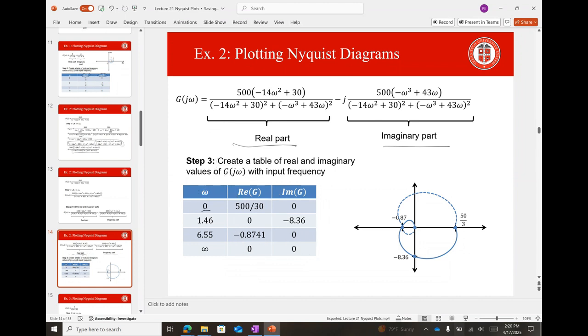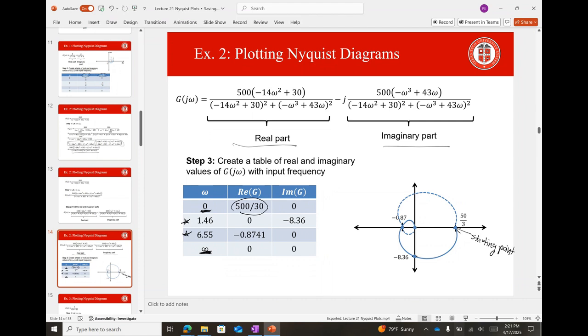All right, so if we start with 0 and we end with infinity, then you can always pick a few test points in between, and we can actually pick these test points to be kind of strategic, and I'll talk about that in a second, but always start with 0 and always end with infinity. So if we start with 0, we plug that in. Our real part happens to be this 500 over 30, which is the same as 50 divided by 3. So this is our starting point.